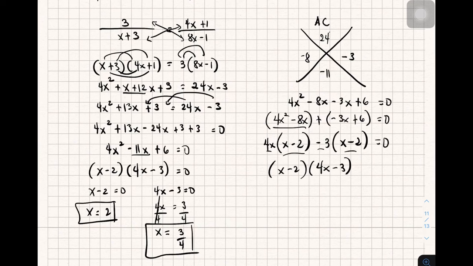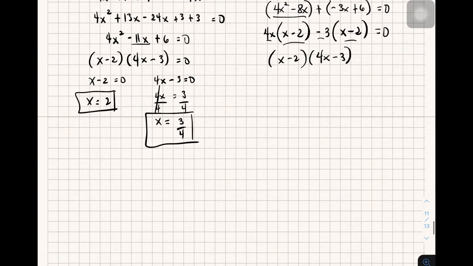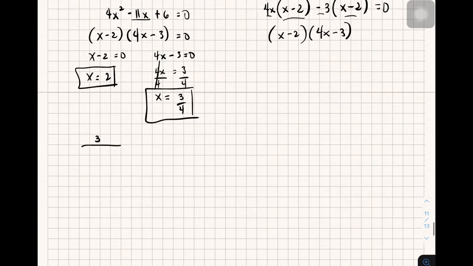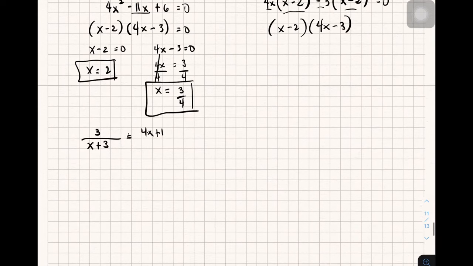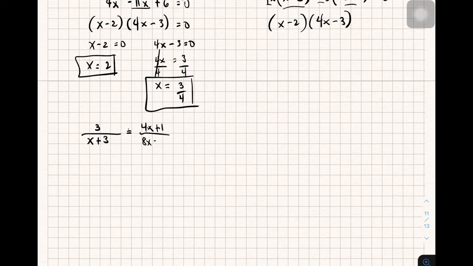These are the values of x. Pero, advice ko lang, since we're doing this kind of topic, at the end of your solution, kailangan magkaroon tayo ng checking. You need to do checking. Paano ginagawa yun? I-substitute mo lang yung value na nakuha mo sa original equation natin. So, let's do the checking. Ang equation natin is 3 over x plus 3 is equal to 4x plus 1 over 8x minus 1.